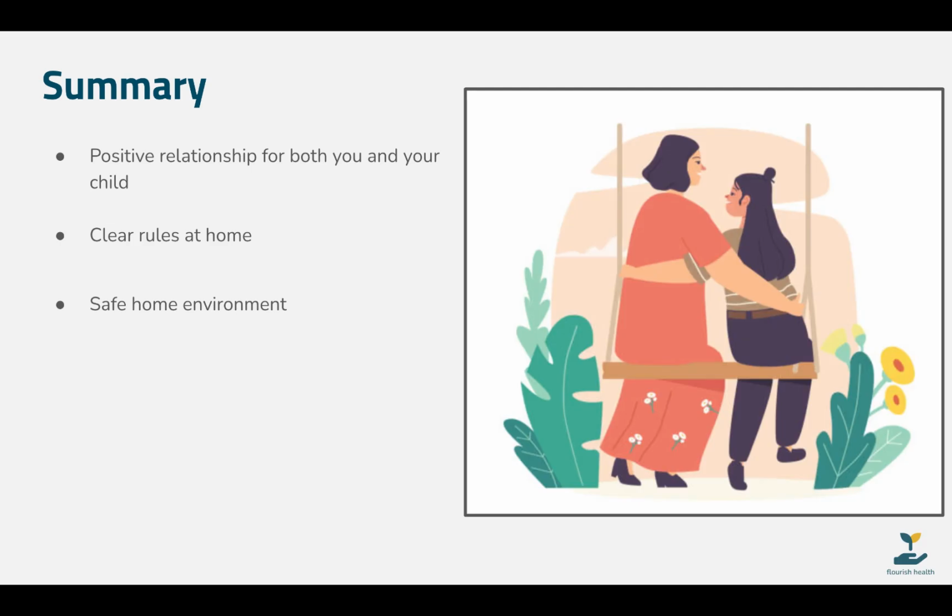And as a summary, this whole video course and your efforts in this video course are for you to be really building that positive relationship that both you and your child want, for you to be developing clear rules at home so that your child knows what to do to get positive attention and knows that when they misbehave, they're not going to get attention, they're going to get ignored. And that you are able to maintain a safe home environment.